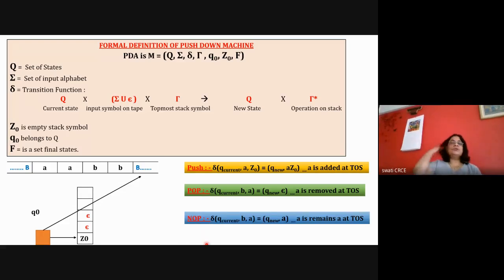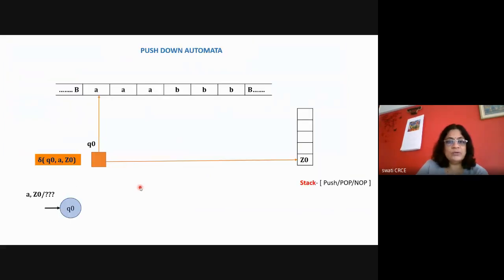So I think you have understood about PDA. PDA is a push down machine, which understands context free language. It is a group of 7 elements. This is the definition of PDA. Write down the meaning of each and every element: Q, sigma, rho, Q0, Z0, F, and then you can draw this diagram and represent push, pop, and no operation of the push down machine. Okay, so we'll move ahead to the next problem.